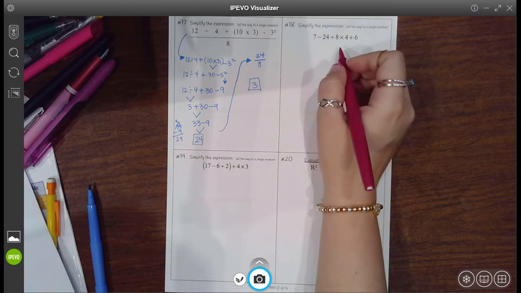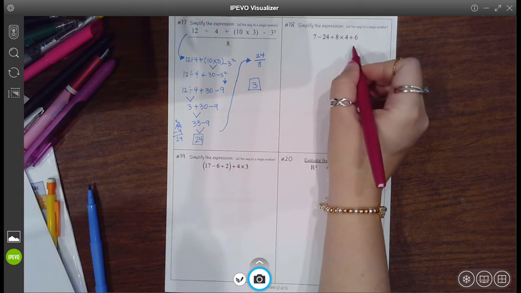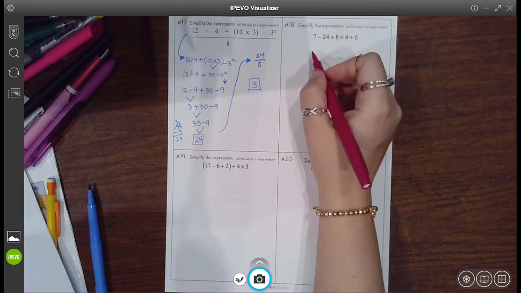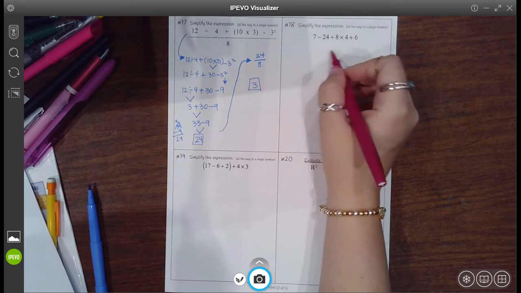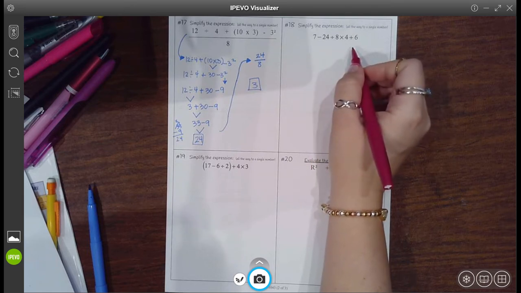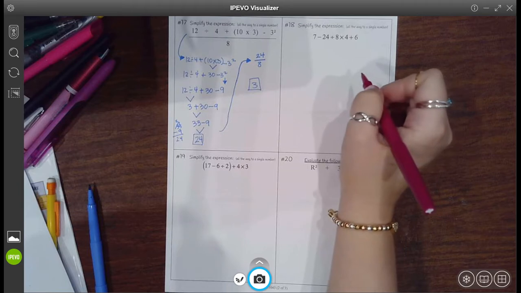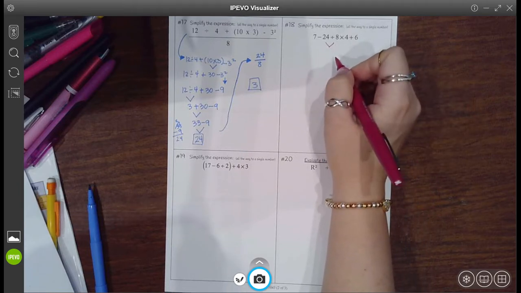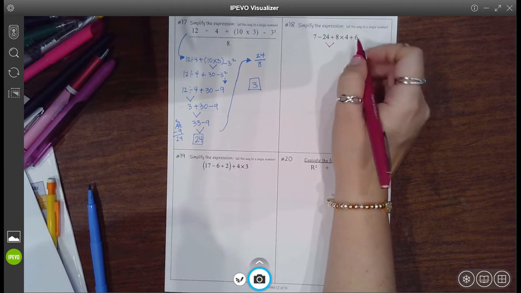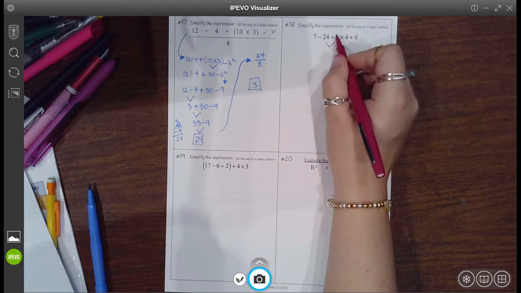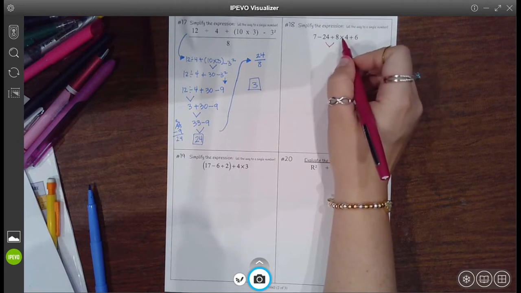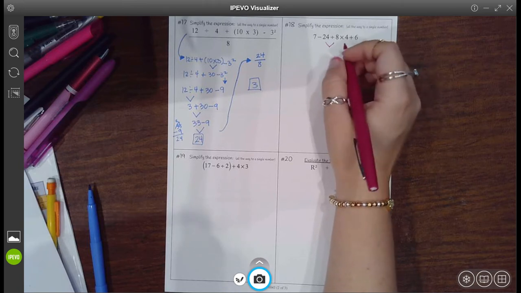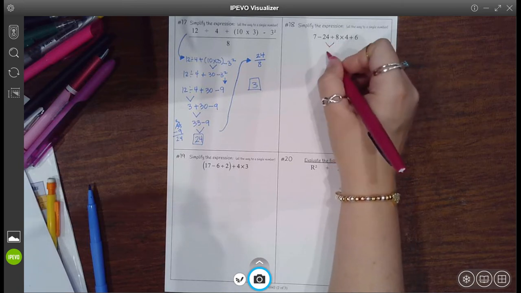Okay, the next one. Do you see any parentheses? No. Do you see any exponents? No. Do you see any multiplication or division? Yes. Which one do you do first? This one, because you want to go from left to right, right? So this first, when deciding between multiplying or dividing. 24 divided by 8 is 3.